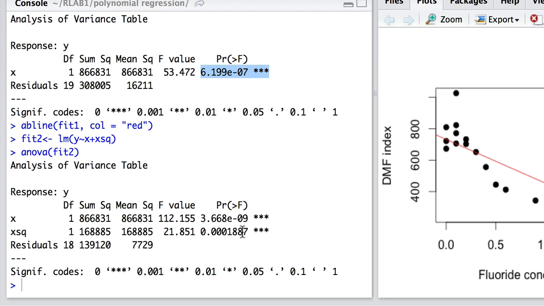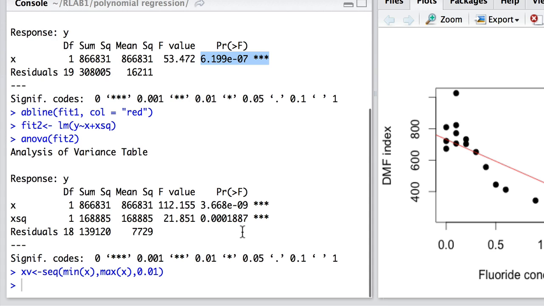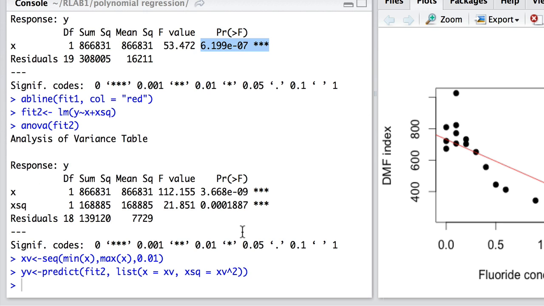To do so, what we need is to define a variable xv, which is x values, and I'm going to go from the minimum value of x that was observed to the maximum and take it in small steps of 0.01. What is the yv? Well, the y comes from the predicted fit of the model, and here is how we will specify that.